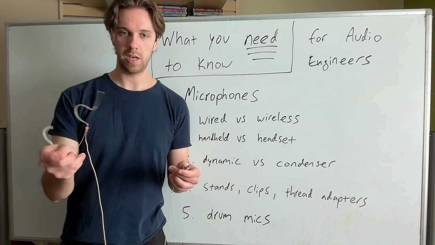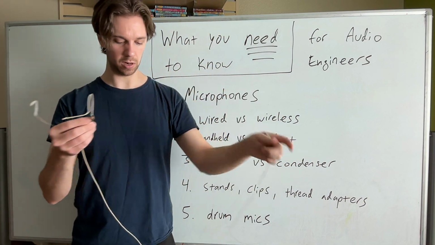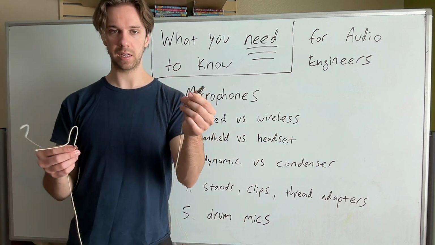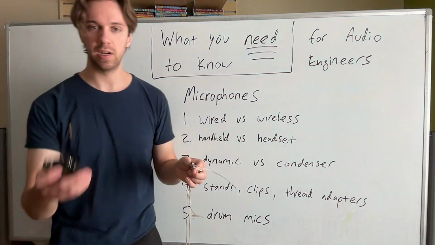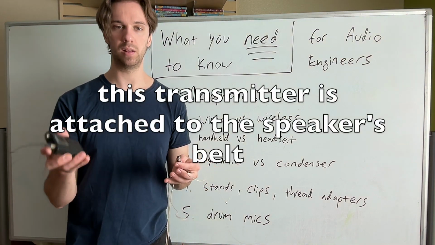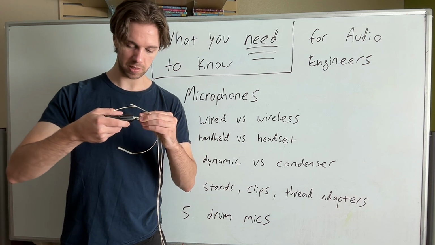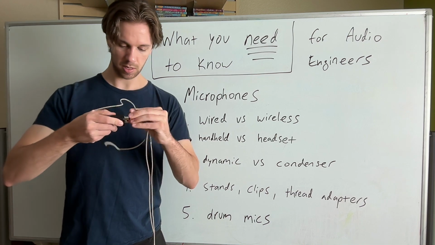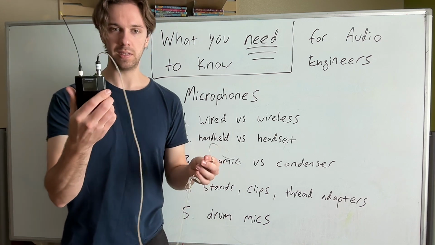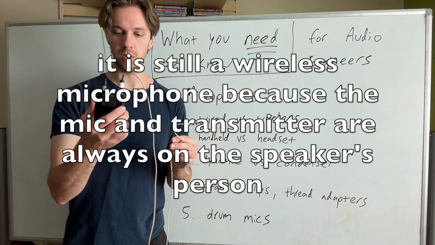Right, so here's an example of a headset microphone, but it's just a microphone attached to a headset, and it's got a cable that runs down the speaker's back through their shirt. That cable connects to the transmitter, and now in this case it is still a wireless microphone, but the transmitter is separate from the microphone itself. The transmitter is a separate entity, and there's actually a cable that plugs into the transmitter.